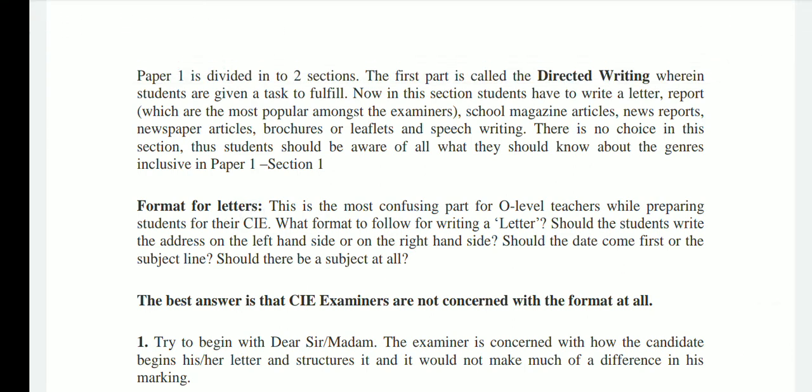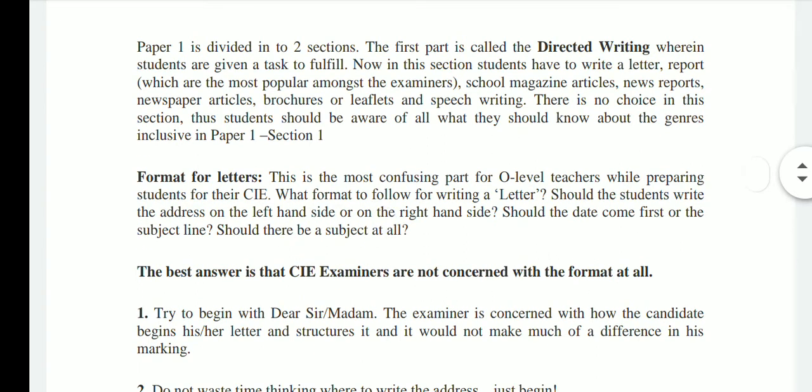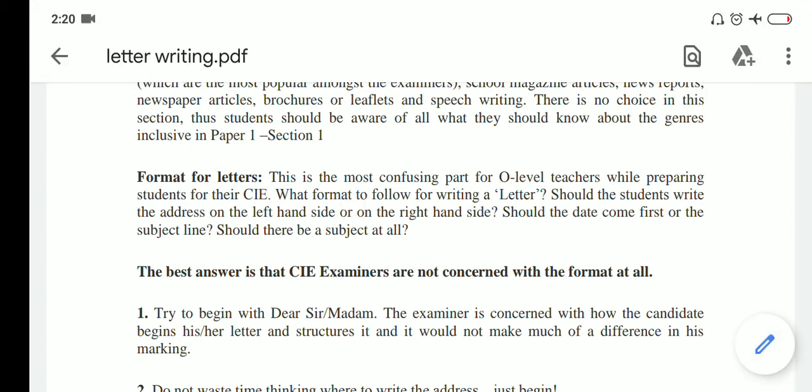In CIE, the examiner is not concerned with the format of the letter. You will not be penalized for the format of the letter. Whenever you are given a task to write a letter, simply start with the salutation, dear sir or dear ma'am. You do not need to write the subject line, you do not need to write the address, you do not need to think whether the address should be written on the left side or the right side, or should the letter be written in the blocked form or semi-blocked form, because the CIE examiner is only concerned with the content of the letter that you produce in the paper. So the format of the letters is not important when it comes to marking.